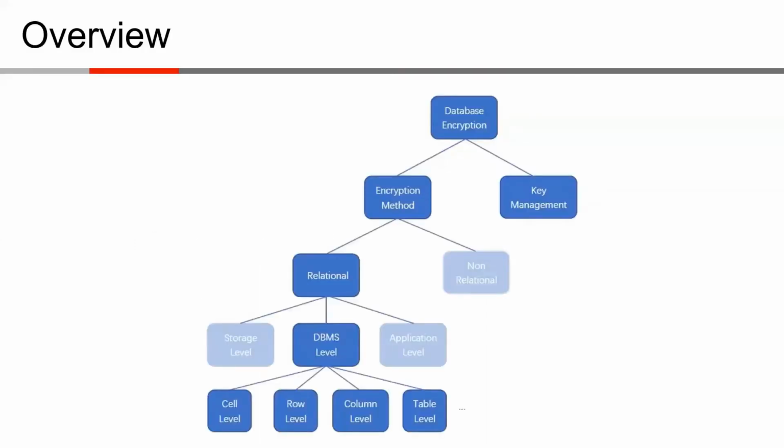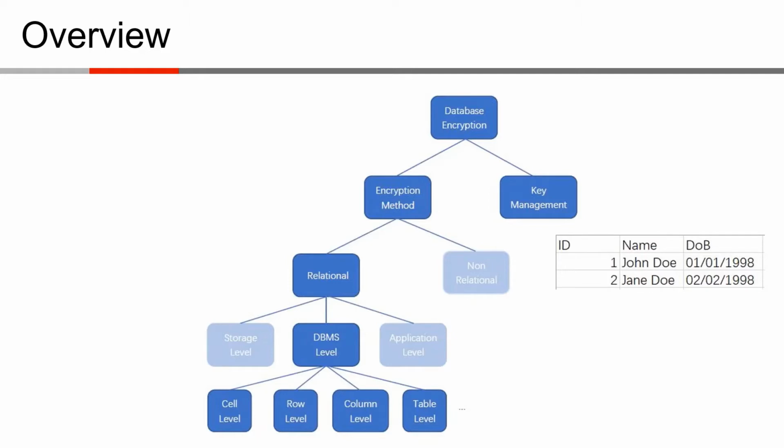Since this is a big topic, we decided to focus on two important aspects, encryption method and key management. We are restricting our scope to relational database only, and here is a little reminder in case you forget what a relational database looks like. Each row is a complete record, and each record consists of several field or column values.